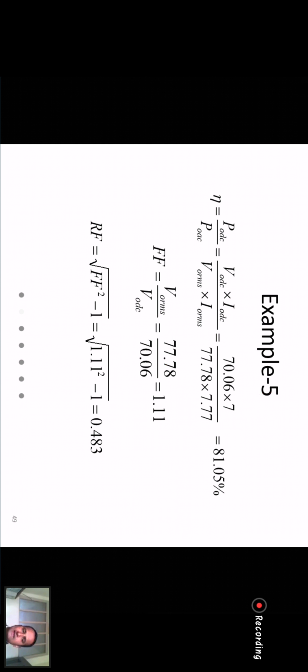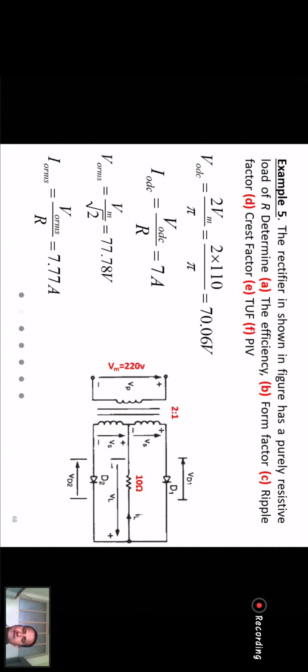We can also find the efficiency of this center tap full wave diode rectifier, which is 81.05. If you remember, in the half wave rectifier the efficiency was quite low. The form factor in this one is 1.11 and the ripple factor is 0.483. All these parameters are the performance characteristics of this rectifier.